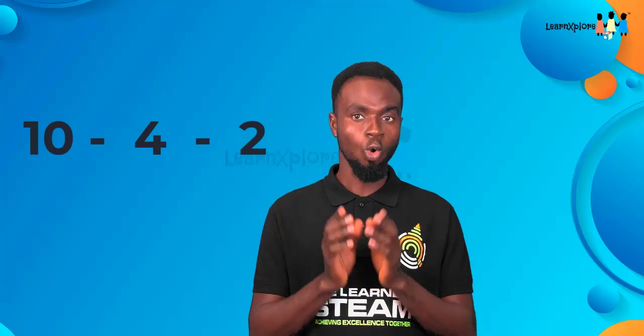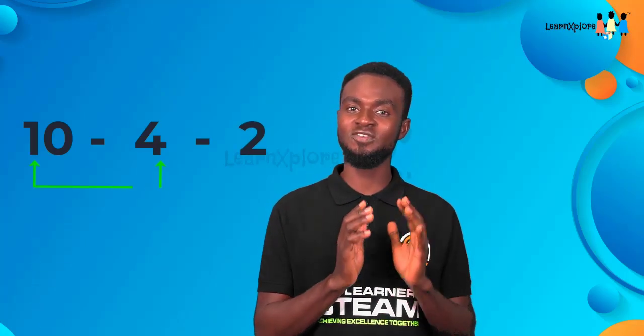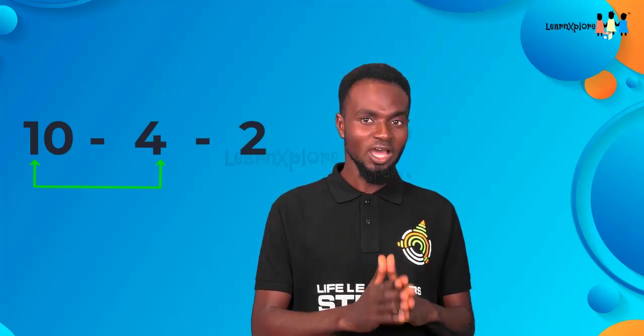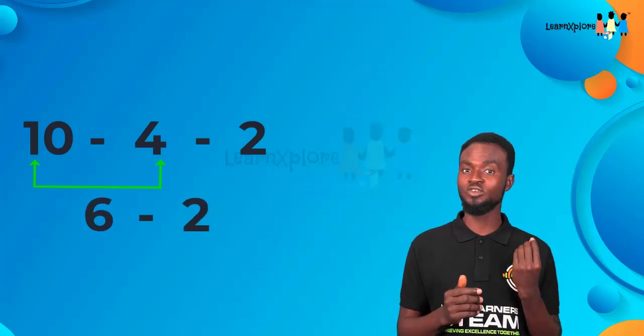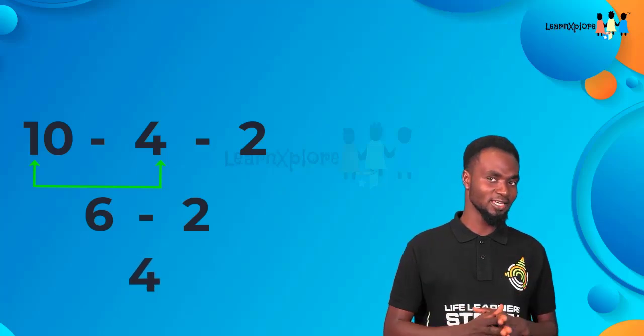We're going to be looking at the subtraction of three numbers together. If you have three numbers and you want to subtract them, one way you can do that is to start with the first two. After which you are done, then you subtract the third one from the result you got from subtracting the first two together.